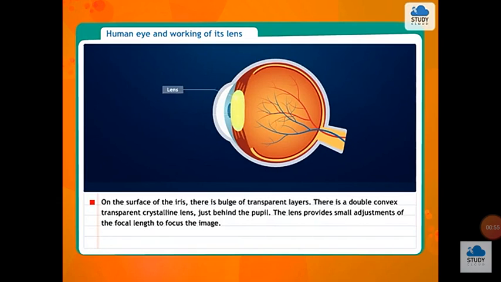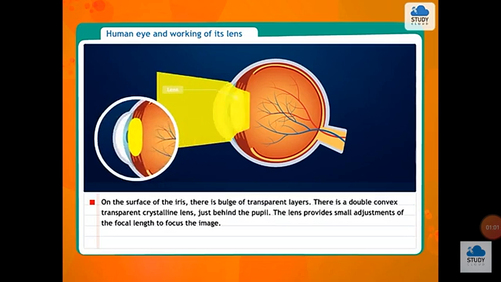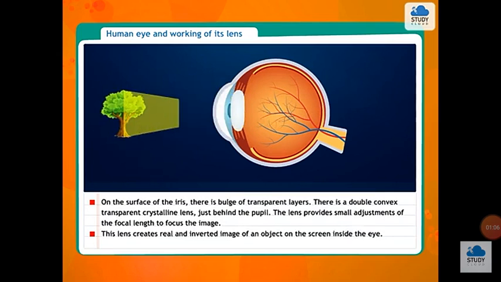There is a double convex transparent crystalline lens just behind the pupil. The lens provides small adjustments of the focal length to focus the image. This lens creates real and inverted image of an object on the screen inside the eye.